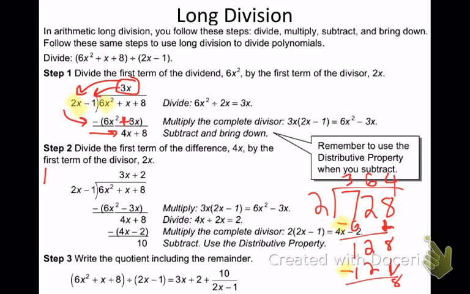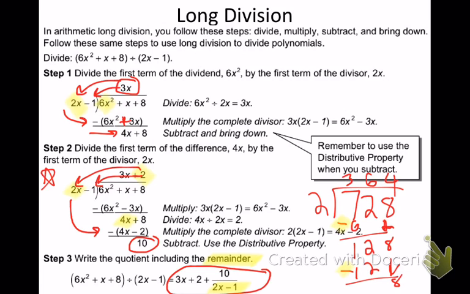Now I'm down here at the bottom, step 2. How many times does 2x go into 4x? 2 times, because again I'm thinking reverse multiplication. Then I multiply back: 2 times 2x, 2 times -1. I subtract down here, and I have a 10. How many times does 2x go into 10? Can I take an x out of a 10? No, that's what's called my remainder. And there I have my answer: 3x plus 2 plus 10 over 2x minus 1.